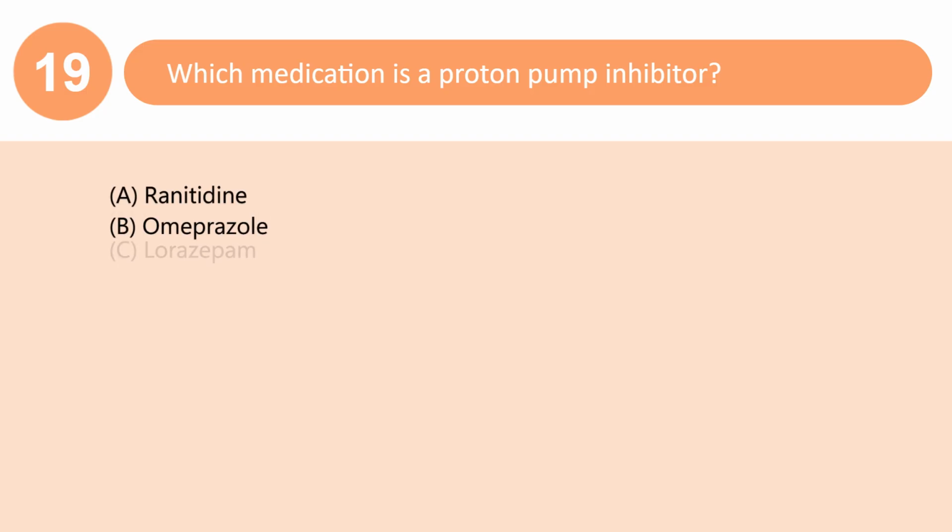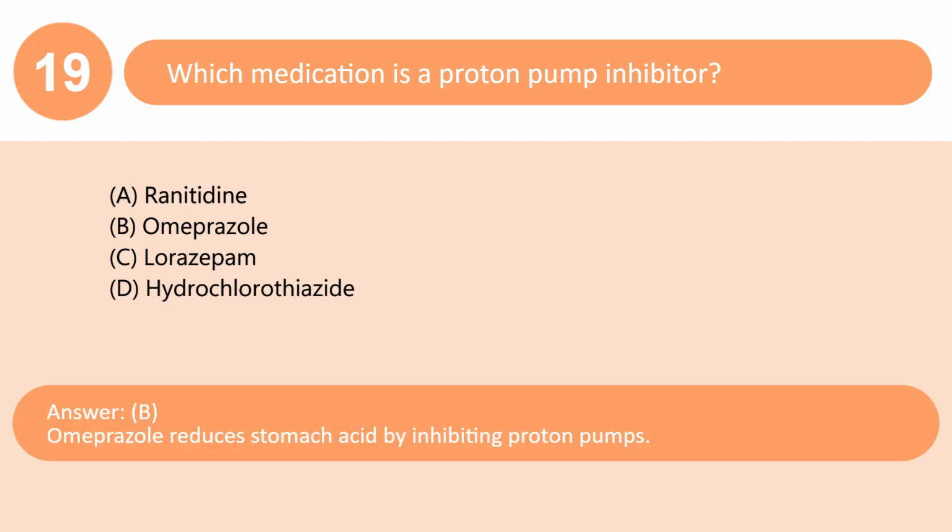Which medication is a proton pump inhibitor? A. Ranitidine, B. Omeprazole, C. Lorazepam, D. Hydrochlorothiazide. Answer, B. Omeprazole reduces stomach acid by inhibiting proton pumps.